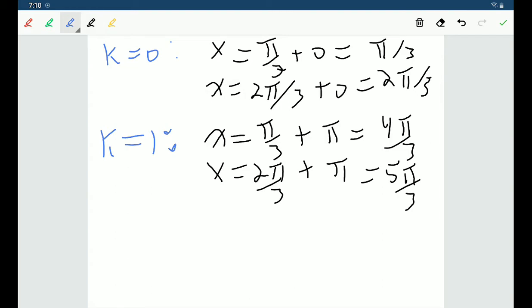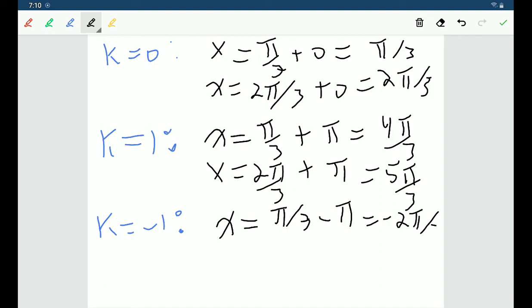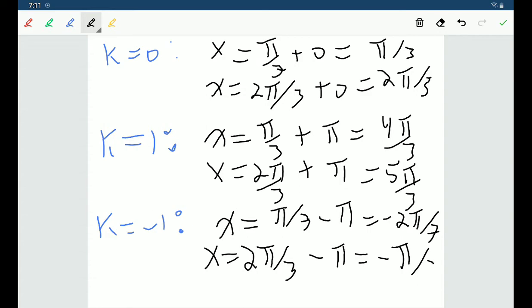And just for fun, why not? I'll use k being negative 1. We haven't done a negative value. Doesn't matter whether it's positive or negative, of course. As long as k is an integer, we will still come up with a solution. If k is negative 1, then it would be pi over 3 plus negative 1 times pi, or in other words, pi over 3 minus pi, and that would be negative 2 pi over 3. And the other one would be x being 2 pi over 3 plus negative 1 times pi, or minus pi, and that would be negative pi over 3.